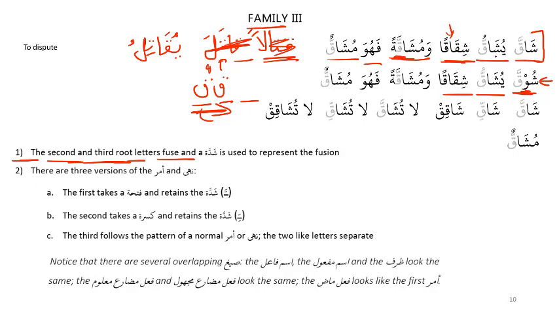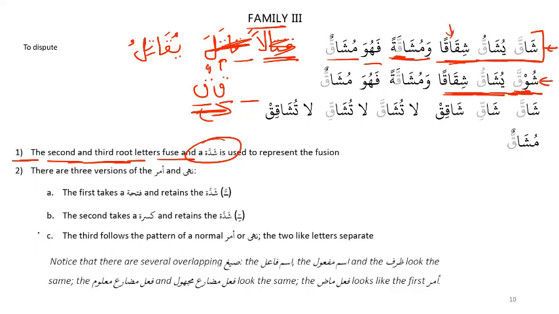So qatala, yuqatilu, for this family, you can go look at how the majhool is created, and then you will see how this makes sense. But what's the most important rule for mudaf? It is that the second and third root letters will fuse together using a shadda. And I want you to remember this example here. Shaqa, yushaqu, shiqaqan. All right. So this is family three.